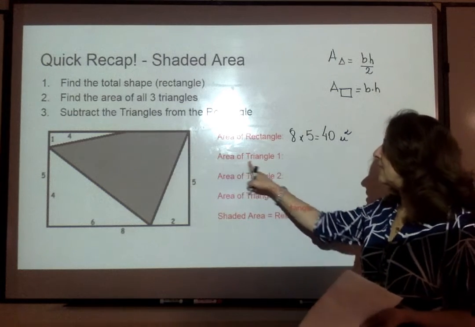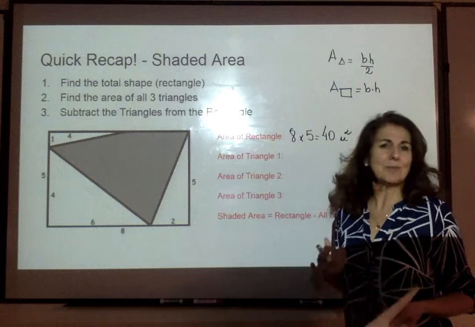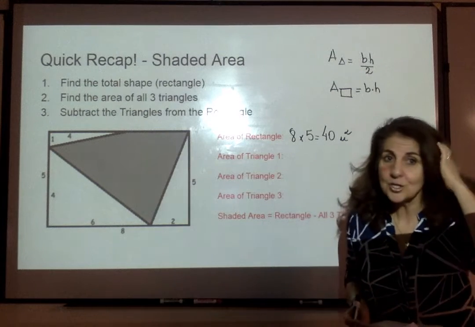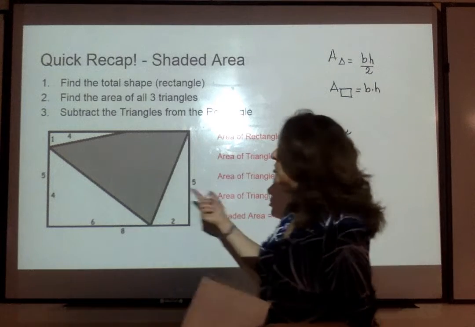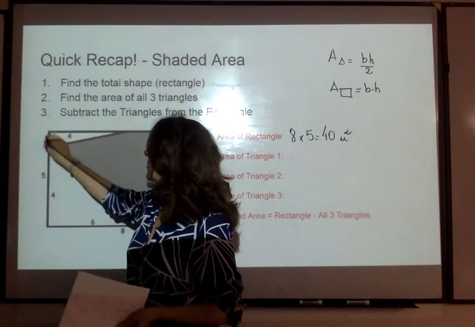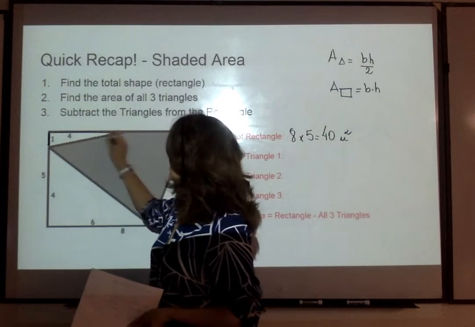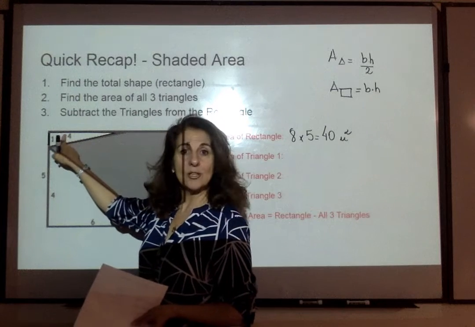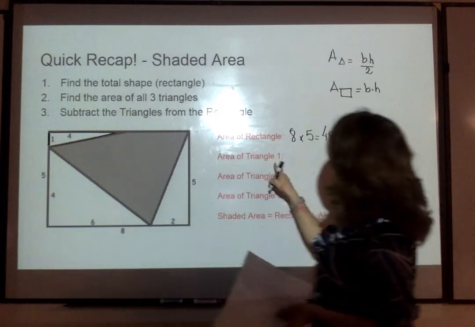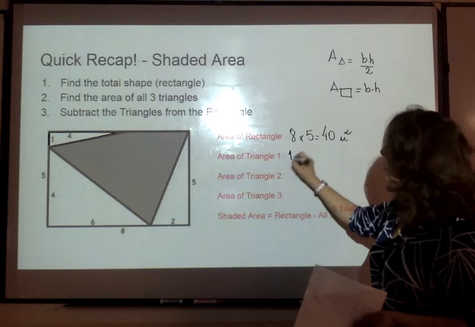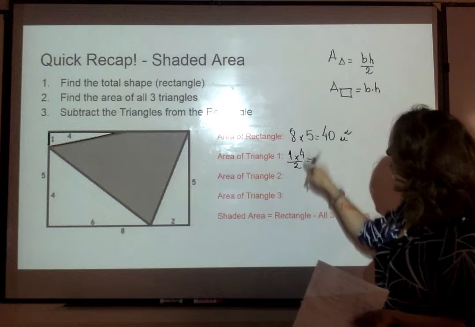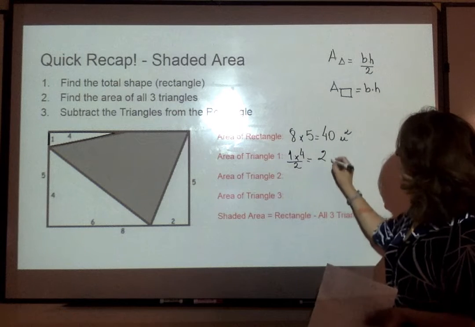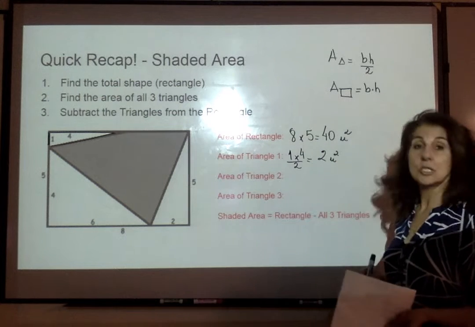Then I have the area of the first triangle. It doesn't really matter which triangle you use first. All triangles are there, so it doesn't really matter which one is first. I'm going to start with the smaller one. So this part here measures 1, and this part here measures 4. So the area of this triangle here is 1 times 4 divided by 2. 1 times 4, 4 divided by 2 is 2 units squared.